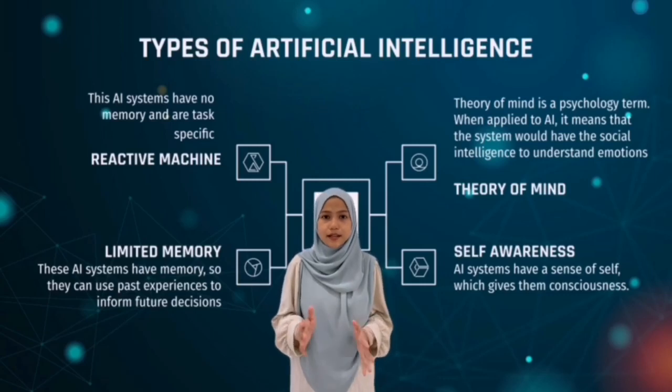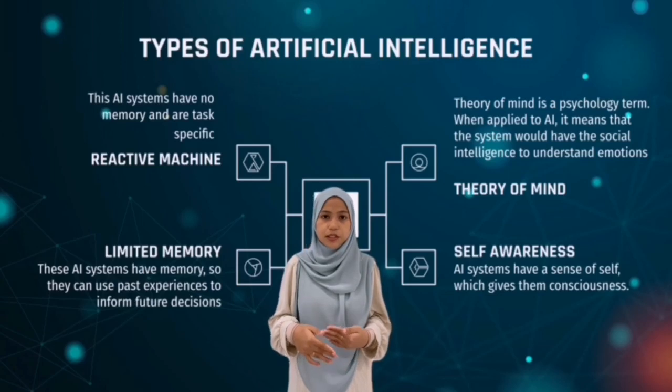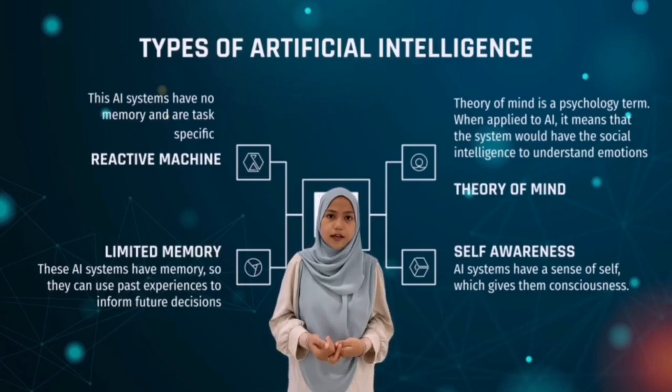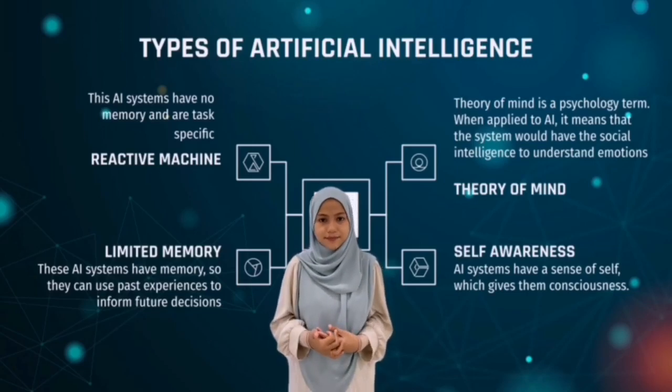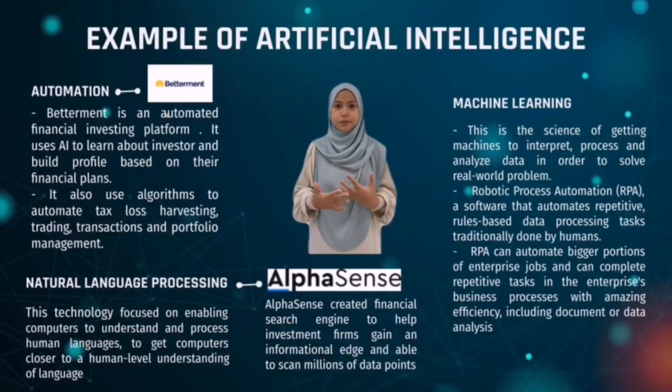And the last is self-awareness. In this category, AI systems have a sense of self which gives them consciousness. Machines with self-awareness understand their own current state. This type of AI, however, does not yet exist. Next, we move to the examples of AI.